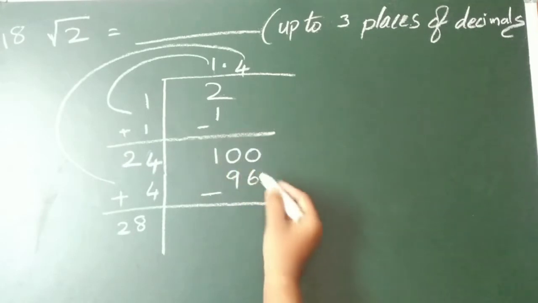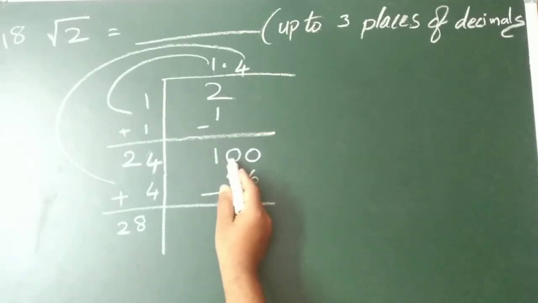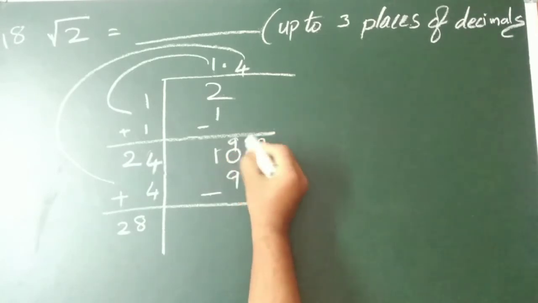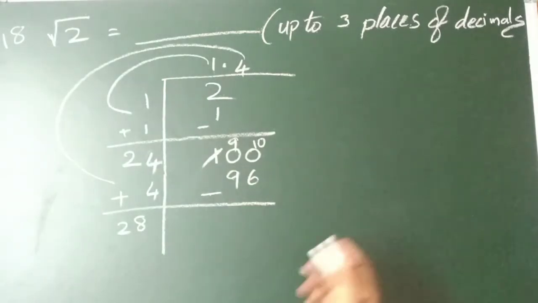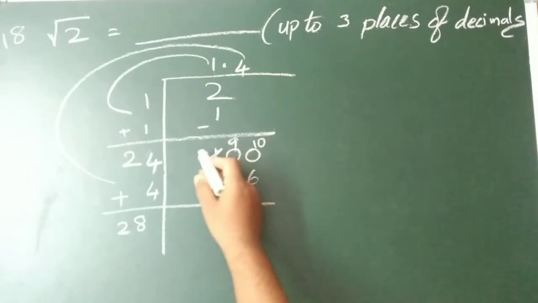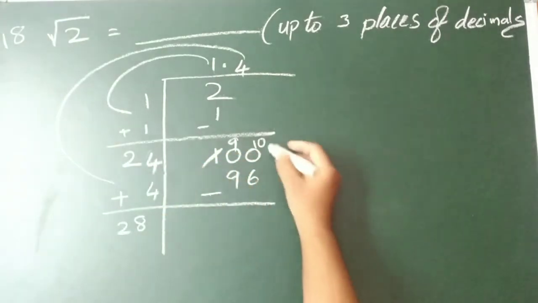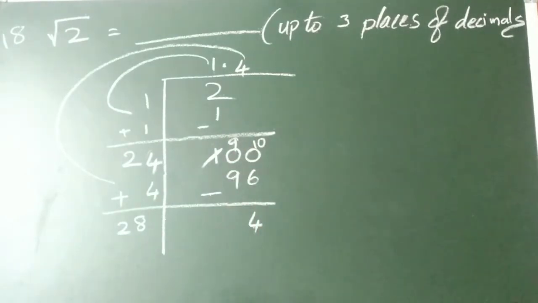Now see, 0 minus 6 is not possible. I have to borrow from the beside number. Here also 0, so I am taking from here. So it is a 10, 9. Here nothing, 1 will be cancelled. Can I put a question here? Why are we writing the 10, 9 like this? 10 minus 6 is 4, 9 minus 9 is 0. That's it. See, 284.